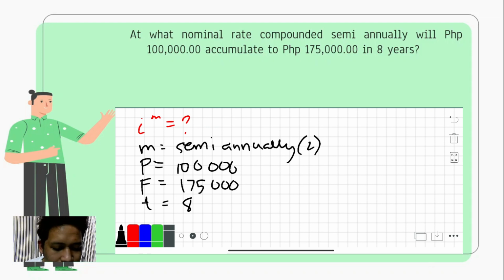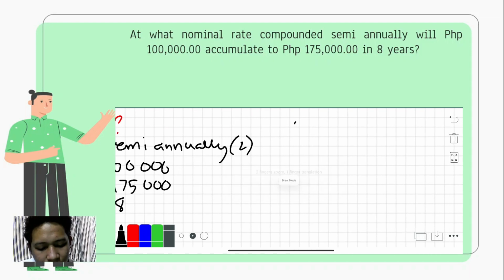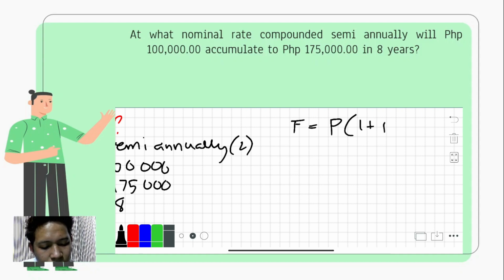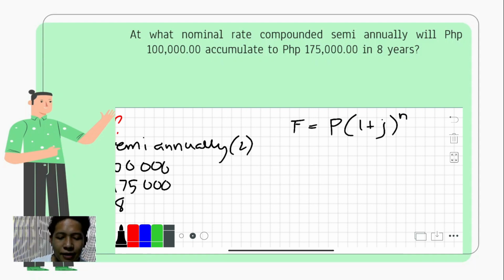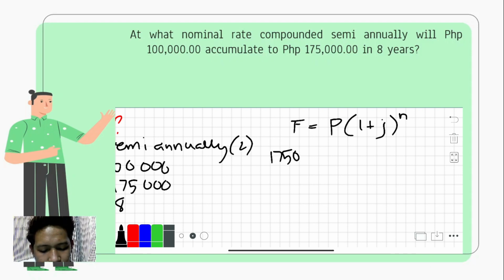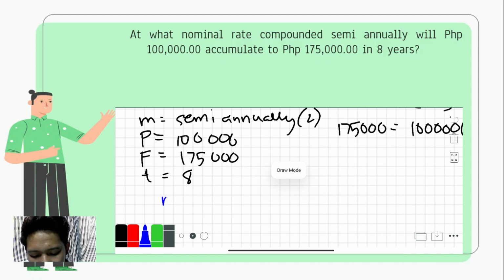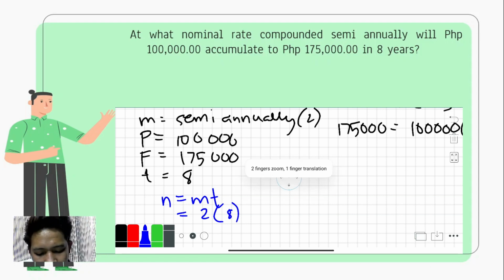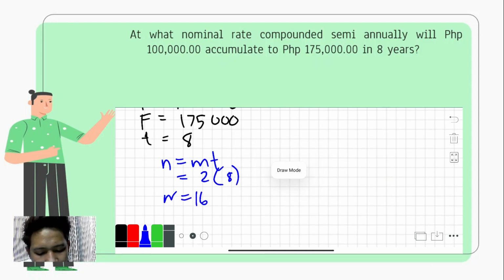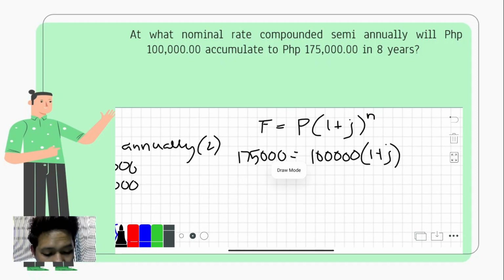Okay, so by using the formula in getting the future value, we have F equals P times 1 plus J raised to N. Okay? So, ang gagawin natin, plug in lang natin yung value. So, we have here, future value is 175,000 equals 100,000 times 1 plus J raised to the value of N. So, paano po natin makukuha yung value ni N? Again, that is N equals M T, to which our M is 2 and our time is 8. So, we'll be having the value of N as 16.